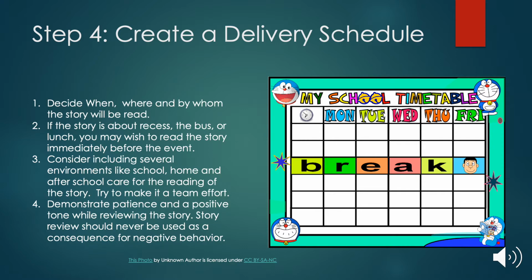Consider including several environments like school, home, and after school care for the reading of the story. Try to make it a team effort. Demonstrate patience and a positive tone while reviewing the story. Story review should never be used as a consequence for negative behavior. In other words, you may not say, "Oh, hey, you did not raise your hand. Go read your social story 3 times." Remember, that is not the purpose of a social story.